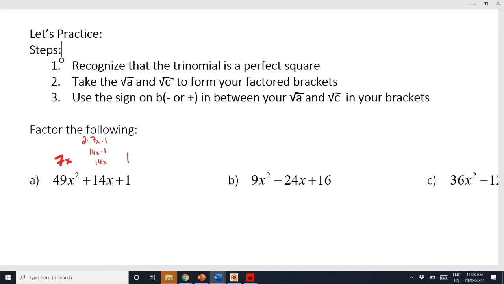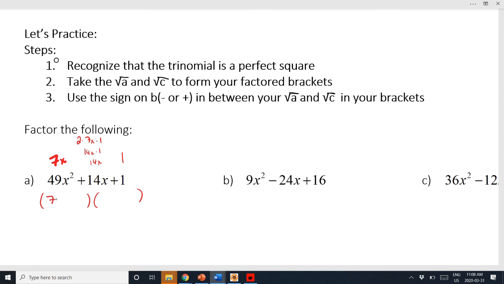So once we recognize that it is a perfect square, we can go on and make our factor brackets. So we can skip right to this step over here. And what we do is we put 7x, and we put the 1 here, we put the 7x, and the 1 here. And then we look at this middle number. We're looking at the middle sign here, that positive sign. And all we do is put that positive sign in between those two terms. And we can simplify that even further because it's the same bracket. We could just write it like this. And that's it.